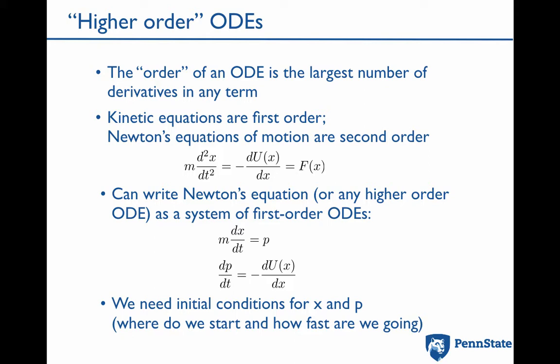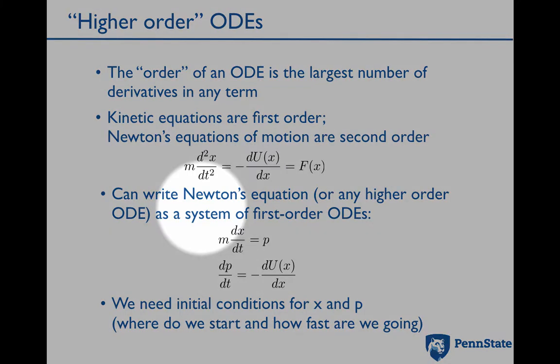The order of an ODE refers to the largest number of derivatives in any term, in other words, in the term with the largest number of derivatives. So kinetic equations are first order in time. Newton's equations of motion are second order, right? F equals ma, so ma, the acceleration, is the second derivative of the position, and the force is typically a function of the position. It might be the derivative of some potential. So this equation is second order in time.